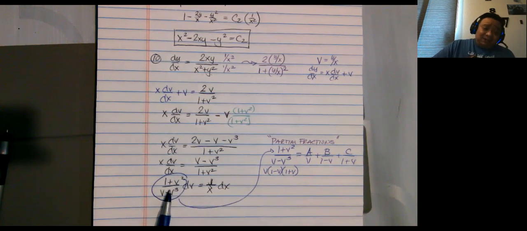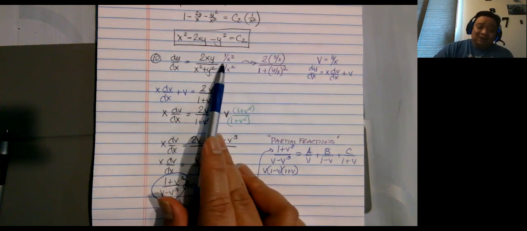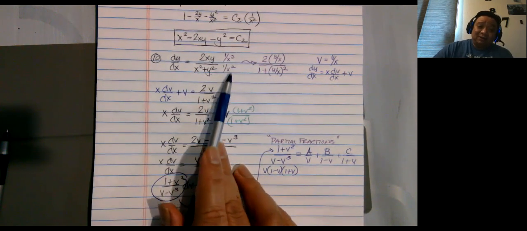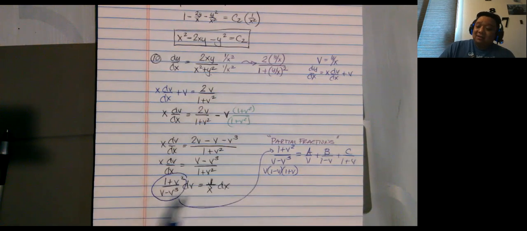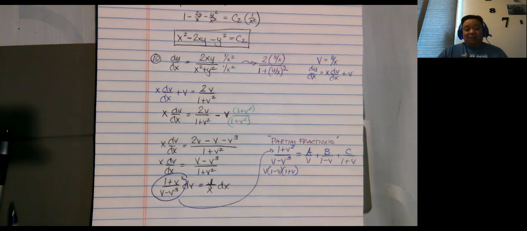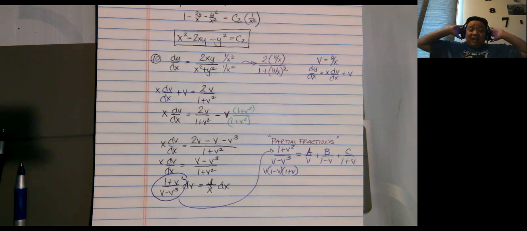Now, the reason I gave this problem was just to make sure you understand that I have to divide by 1 over x squared on this one instead of 1 over x. But this integration is something I will not be asking on your tests. So any questions on this?